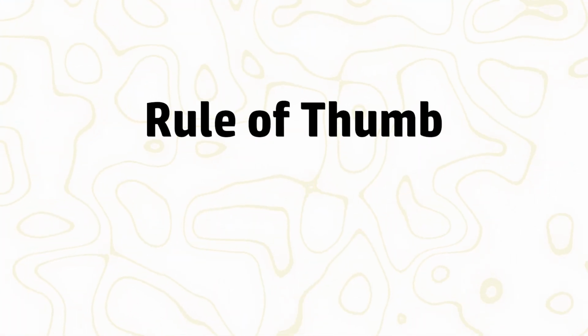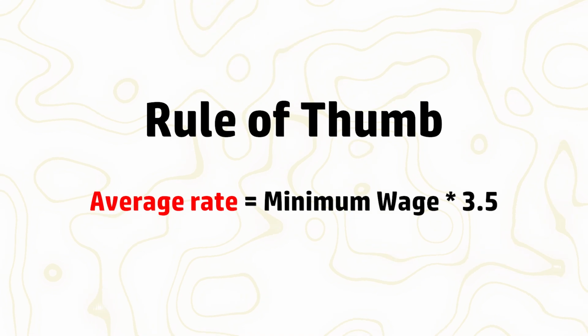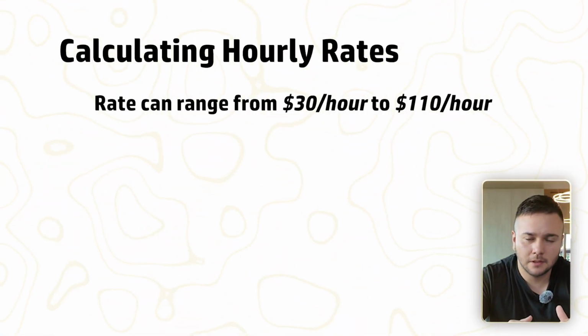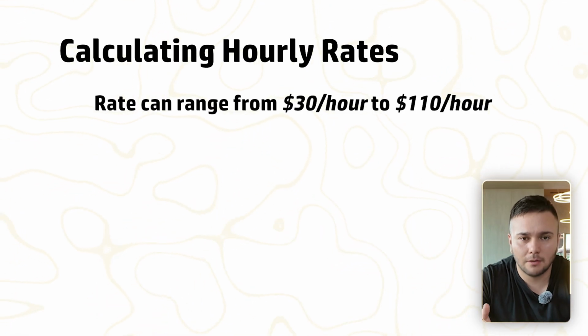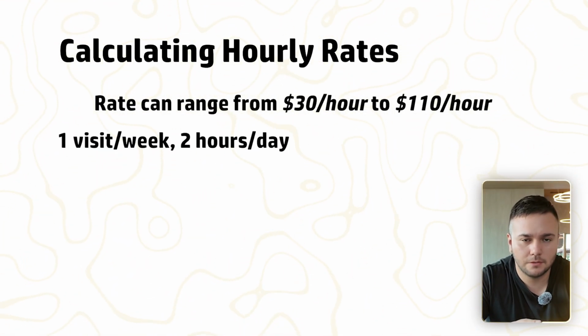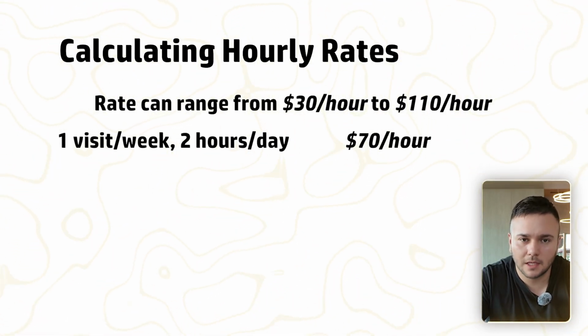And depending on where you are, the labor cost is gonna be slightly different. A good rule I like to have is whatever your minimum wage is in your area, you wanna times that by 3.5, and that's gonna be your average rate. So basically, our hourly rate is going to be anywhere between $30 an hour to $110 per hour. It all depends on how big the contract is. If it's a small contract, once a week, 2 hours a visit, we're going to be charging about $70 an hour to make it worth the while.